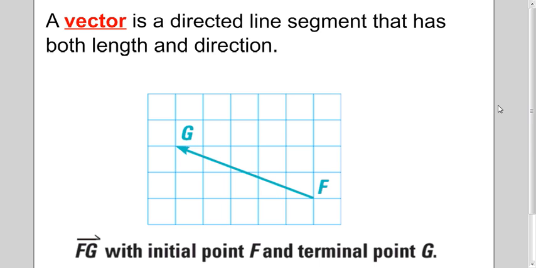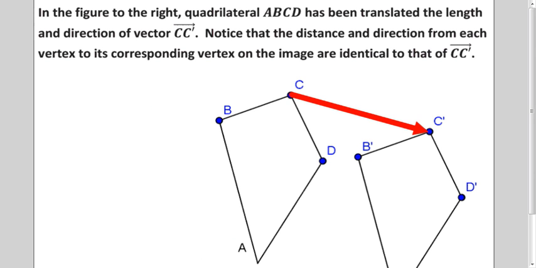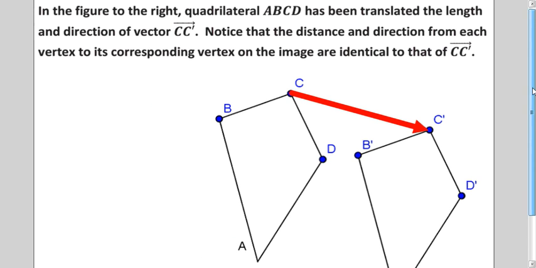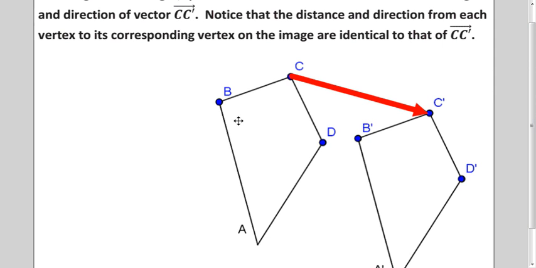So here's a definition of a vector. Remember, it looks like a ray, but it's really not. You're going to know from the context if it's a ray or not. It's a directed line segment, so it has a finite length and it has a direction as well. So for example, we have this quadrilateral, ABCD, and it's been translated along vector CC prime.